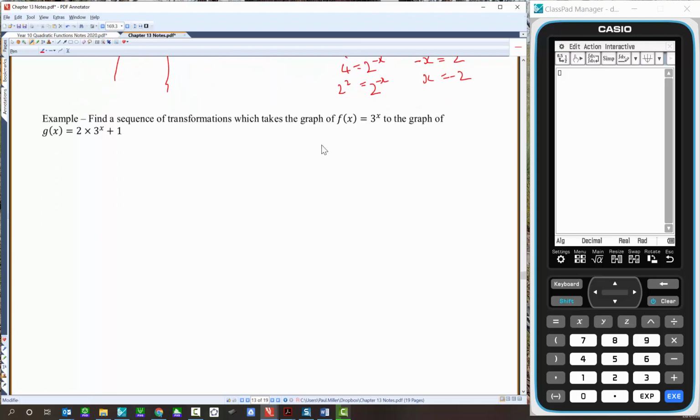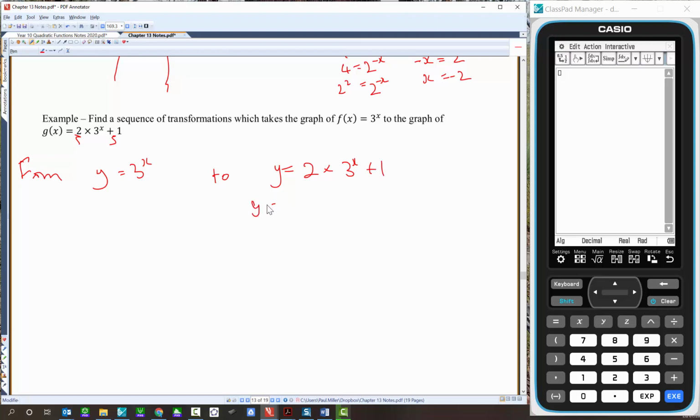All right, find a sequence of transformations that takes this to this. Well, I can do this by recognition. That is a dilation factor 2 from the x-axis. This is a translation 1 unit up. All right, but just say you weren't too sure about that. What we're going to do is go from y equals 3 to the x to y equals 2 times 3 to the x plus 1.